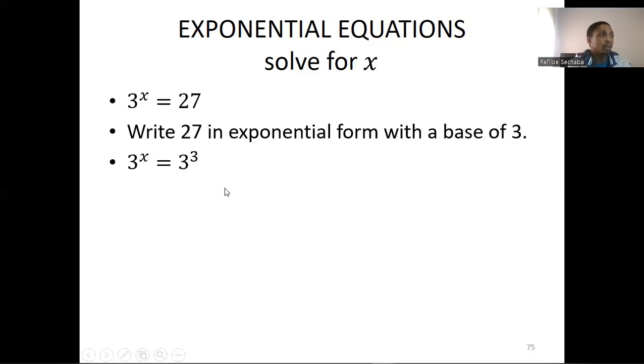So we'll simply have 3 to the exponent of x is equal to 3 to the exponent of 3. And then you drop the bases: equal base, equal exponents, EBEE, equal base, equal exponents, right?